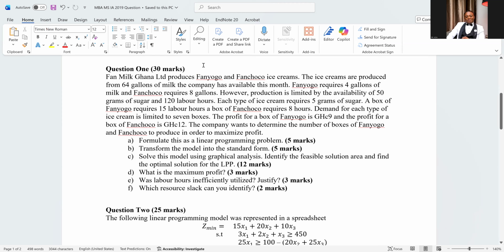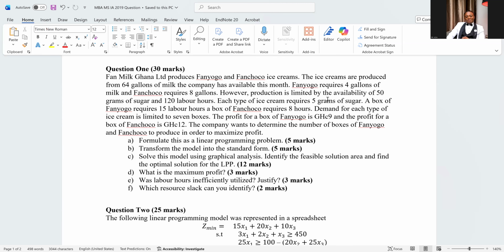Okay, so there's a question on your screen. Farm Ghana Limited produces Fan Yogo and Fan Choco. The ice creams are produced from 64 gallons of milk the company has available this month. Fan Yogo has 4 gallons of milk and Fan Choco has 8 gallons. But production is limited by the availability of 50 grams of sugar and 120 labor hours. Each type of ice cream requires 5 grams of sugar. A box of Fan Yogo requires 15 labor hours. A box of Fan Choco requires 8 hours.